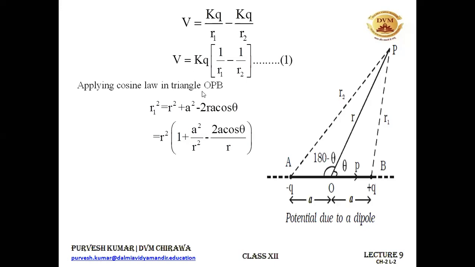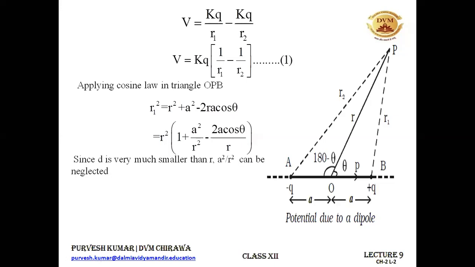All right. This R gets cancelled out with one R square of the R, and 1 is in the denominator. So the equation becomes like this. I'm telling you again, we have applied the cosine law in triangle OPB, and then we have written R1 square is equal to R square plus A square minus 2RA cos theta, and we have taken this R square common, and we are left with 1 plus A square upon R square minus 2A cos theta by R.